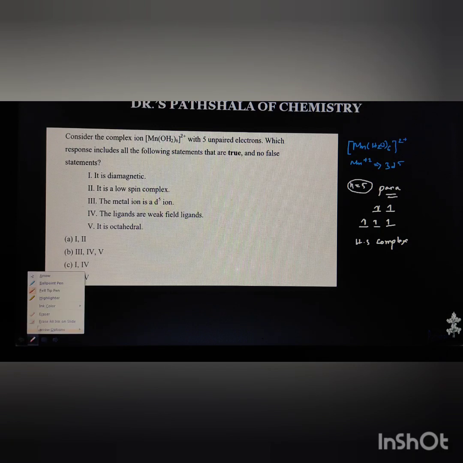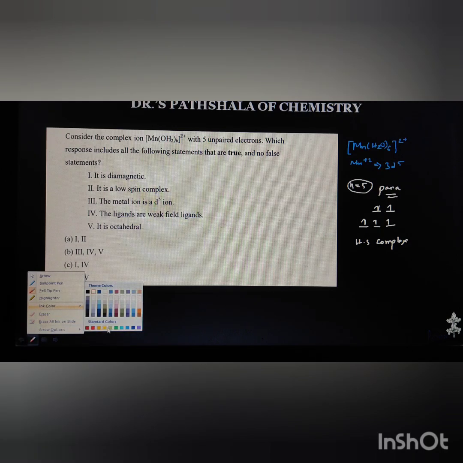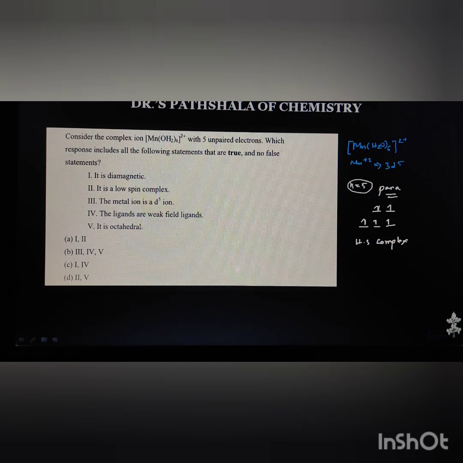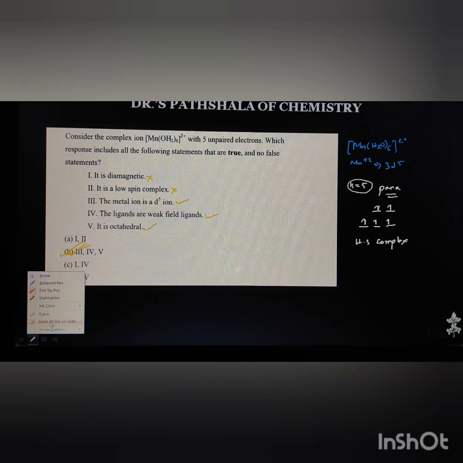So according to this, the right answer will be: it is octahedral, this is the correct statement. It is diamagnetic, a wrong statement. It is a low spin complex, also wrong. The ligands are weak field ligands, yes, it is correct. So statements 3, 4, and 5. The correct answer will be option B.